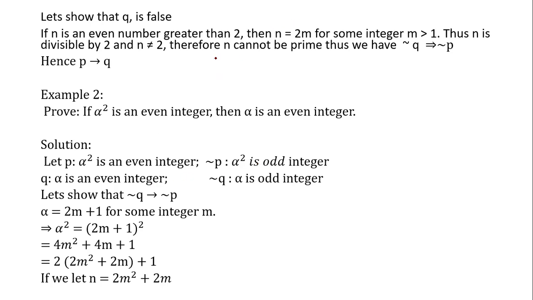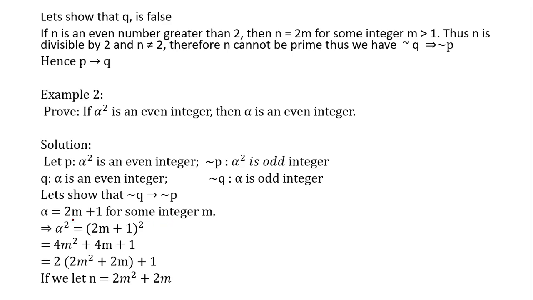Now Q: alpha is an even integer. Not Q: alpha is an odd integer. So we are going to base on not Q, so alpha is an odd integer. Let's start from: let alpha equal an odd integer. So it means we have an odd integer given by 2m plus 1, that's odd, for some integer m.